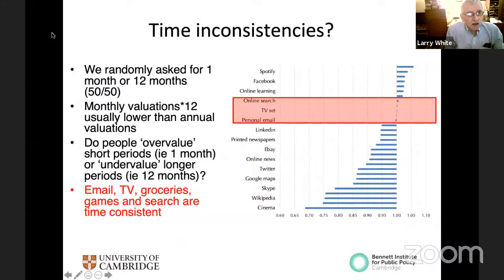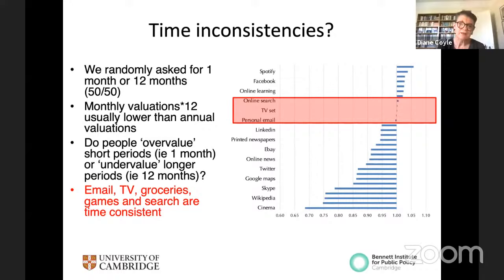Monthly valuations times 12 are lower than annual valuations. But do people overvalue the short period? I thought you were telling us that the monthly times 12 was greater than the annual. Can you say what's there again? So I probably just got those the wrong way around, Larry. From the chart, it's clear that 12 times a month is less than a year in most cases. So under an overvaluation, it should be the other way around. You're eagle-eyed to have spotted that.